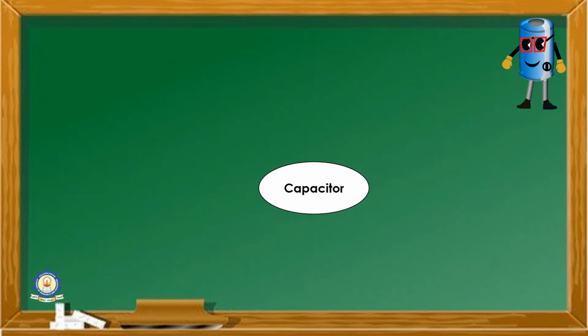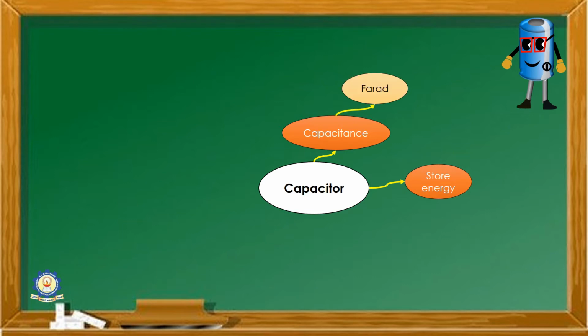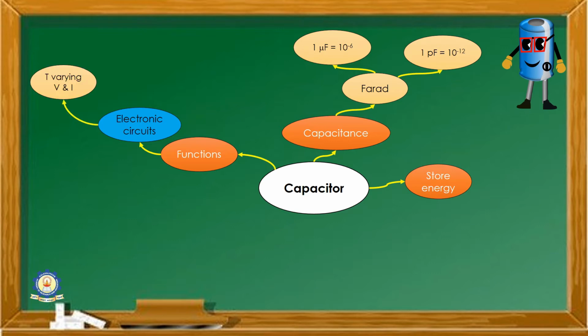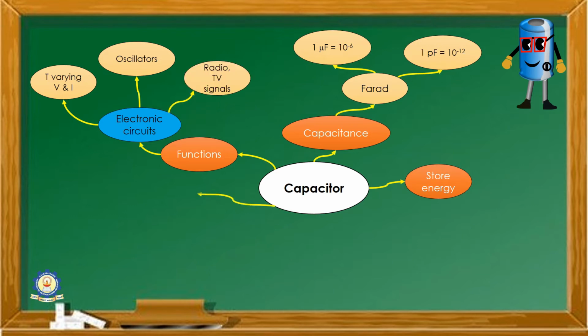A capacitor is a device that stores energy. The ability to store energy is measured by capacitance. The unit of capacitance is farad. Capacitors usually come in multiples of microfarad or picofarad. The values have also been given to you. The functions of a capacitor are mostly in electrical and electronic circuits. It is employed in time varying voltage and current measurements, oscillators, and in radio and TV signals.